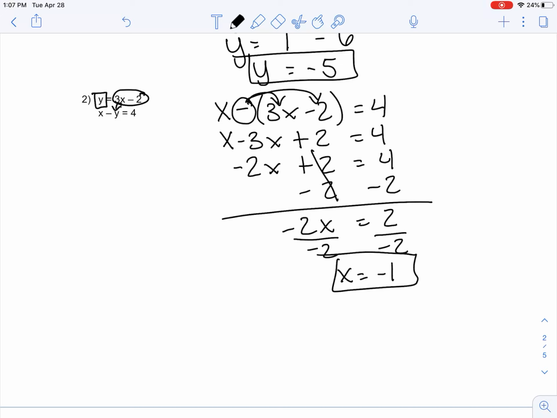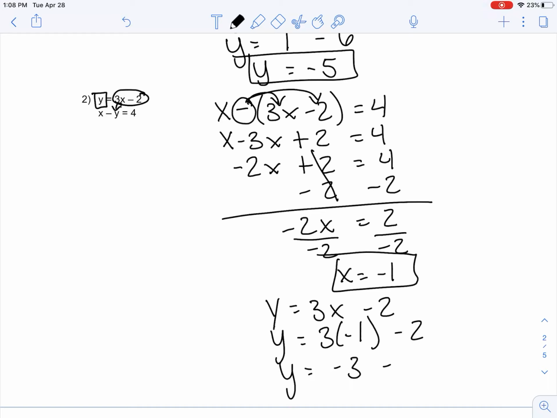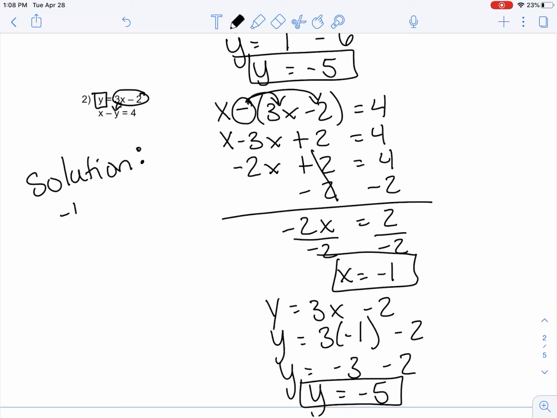Then from there, again, substitute it into an original. Y equals 3x minus 2. Y equals 3 times negative 1 minus 2. Y equals negative 3 minus 2. Y equals negative 5. So again, I have a solution of negative 1, negative 5.